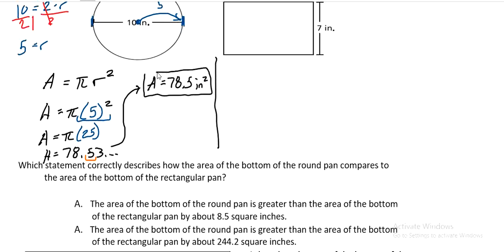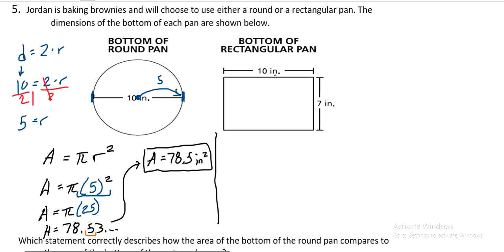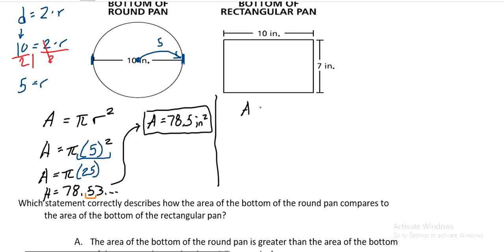On this one, rectangular pan, rectangle's easy. Area of a rectangle is just length times width or base times height. We'll put it as length multiplied by width. We'll say the length is 10. We see how it's 10 units wide or long by 7 units wide, or 7 inches, I should say. We actually know the units. So the area is 70 inches.